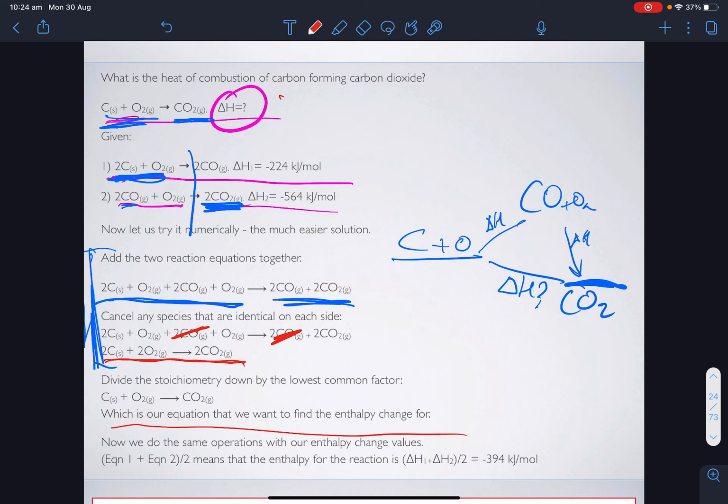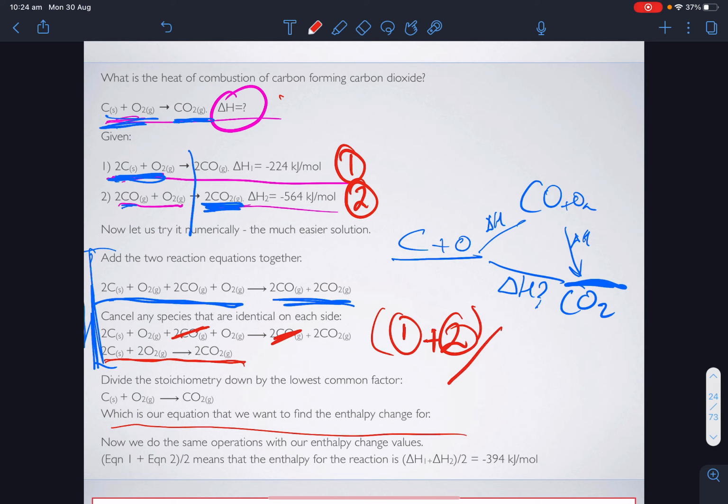So what we did to get the equation that we're looking for is we took, I'm going to number this one 1 and 2. We took number 1 and we added it to number 2, and then we divided it all by a half because we had half the stoichiometry. Now, whatever you do to the equations, you do to the enthalpy values to find the right enthalpy. So therefore, the enthalpy is going to equal enthalpy 1 plus enthalpy 2 on 2. And I've worked it out here. It's negative 394 kilojoules per mole.